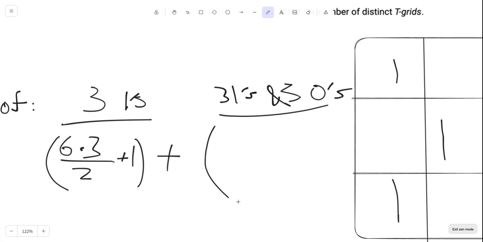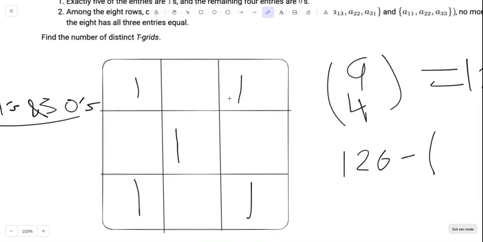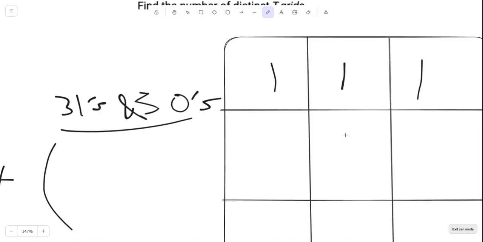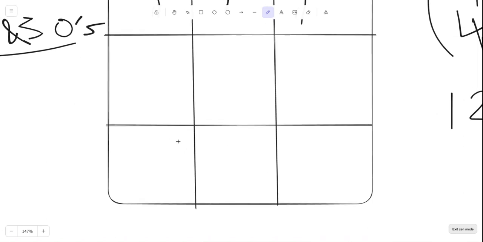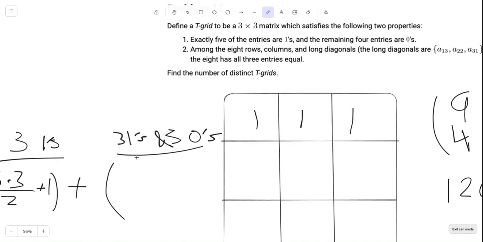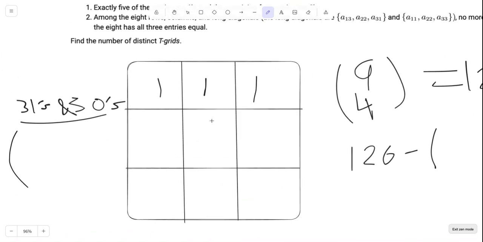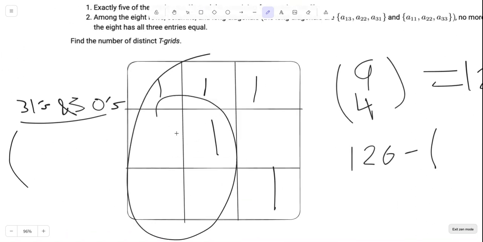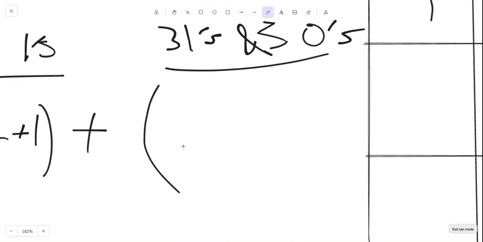Now the case where you have 3 ones in a row and 3 zeros in a row. There's 6 ways to put the 3 ones, first of all. If you put 3 ones in a diagonal or 3 zeros in a diagonal, there's no way to put the other number 3 in a row. You should notice that. Like, if you have 3 ones in a diagonal, there's no way to put the 3 zeros in a row either. Okay, so there's 6 ways to choose the row or column for ones.